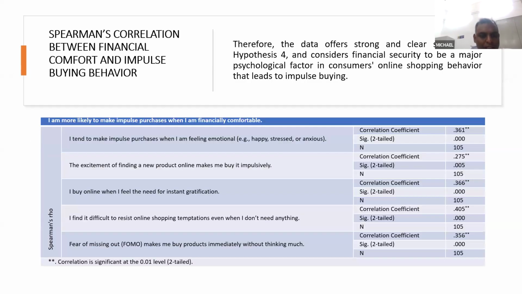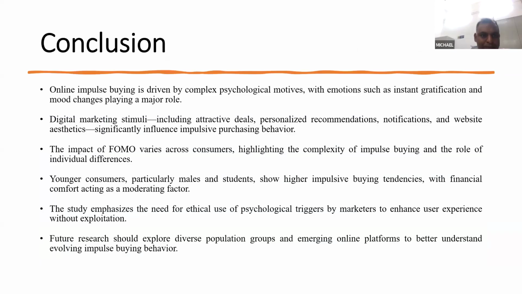And then financial comfort and impulse buying. This analysis shows a positive relationship between financial comfort and impulse buying. Consumers with higher financial security are more likely to make impulsive purchases online. Thus hypothesis 4 is strongly supported: financial comfort is an important factor, playing a main role in impulse, that is unplanned, buying behavior.